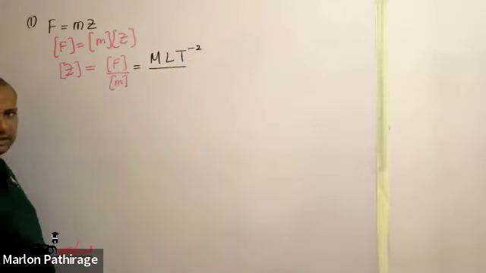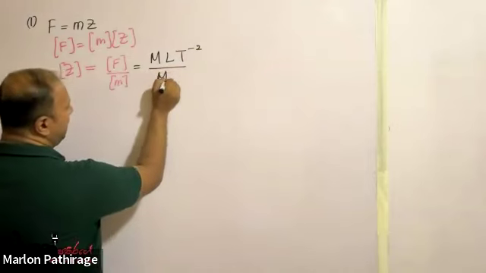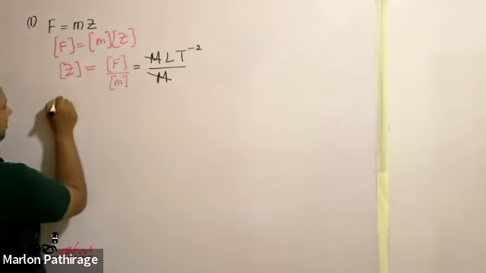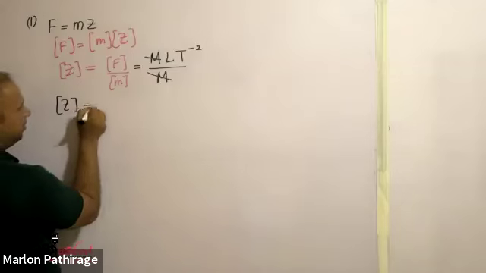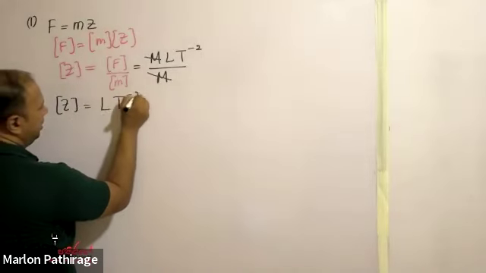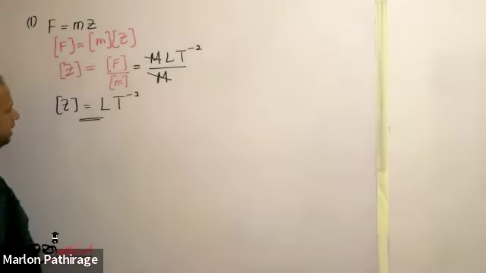The dimension of M is mass, so M is put there. Therefore M will be cancelled out. Therefore the dimension of Z is equal to LT minus 2. Thank you very much.